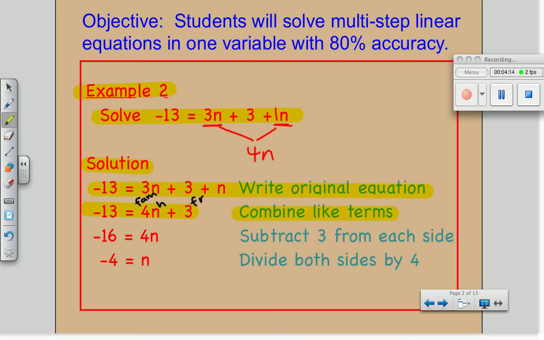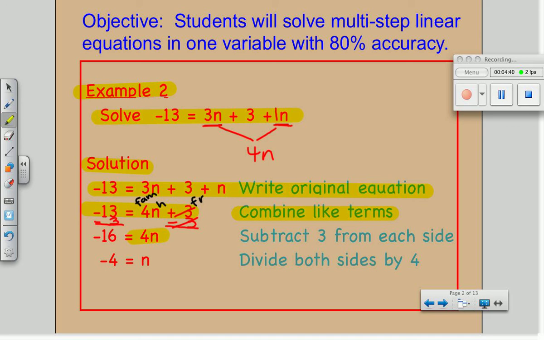Who do we get rid of first? The friends. So we subtract 3 from each side. The inverse of addition is subtraction. Whatever I do here, I have to do the same thing here. Now I know this is what's going to get some of you. So these get crossed off. And I have 4n by itself now, over here.